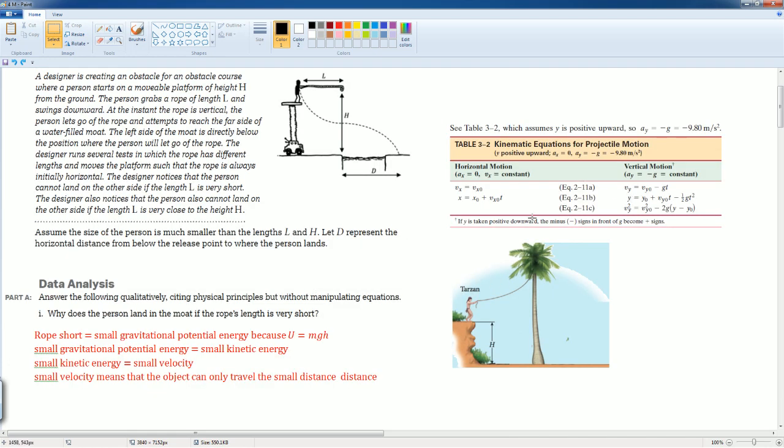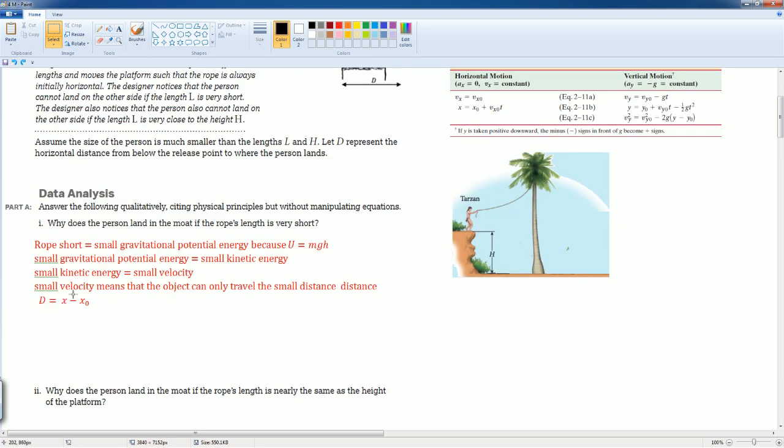Look at the kinematics equation. So the distance can be seen as x minus x naught. Substitute that in. You would see that it becomes x minus x naught plus v x naught t. We saw that d can be written as the velocity times the time. So there you go. This shows that it will only travel a short distance if the velocity is small.